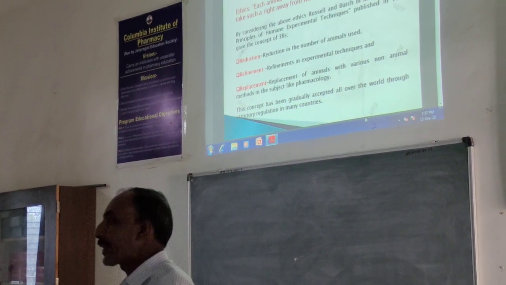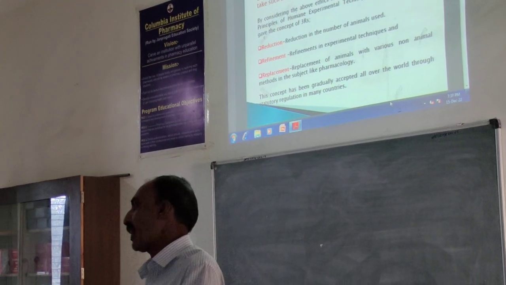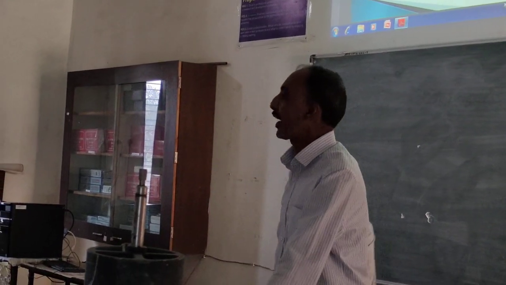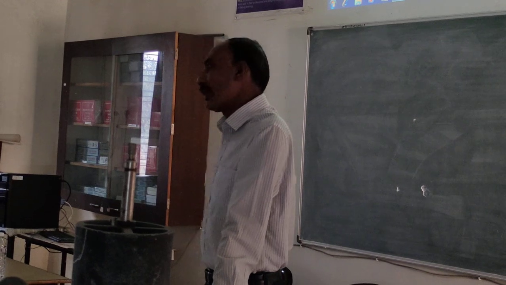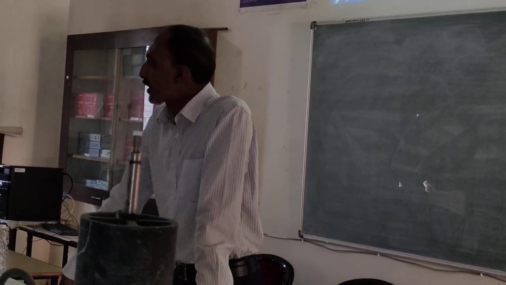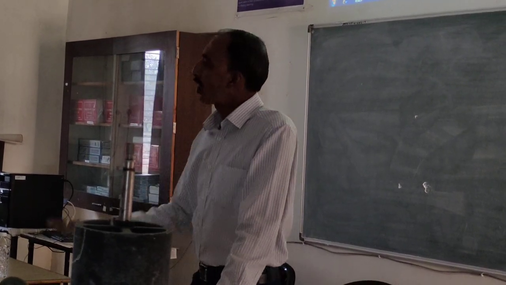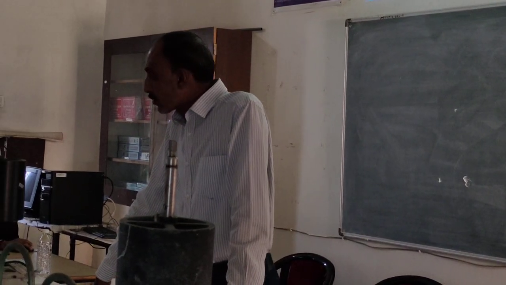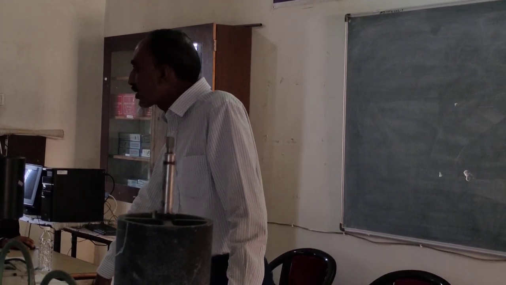Refinements in experimental technique. That means, suppose a surgical procedure is required. Take an example, we are going for anti-ulcer activity. We have to induce the ulcer. One of the most important models for gastric ulcer is pylorus ligation. Ulcer is mainly due to the accumulation of acid-pepsin mixture in the stomach, that causes the digestion of the mucosal layer and forms the ulcer.